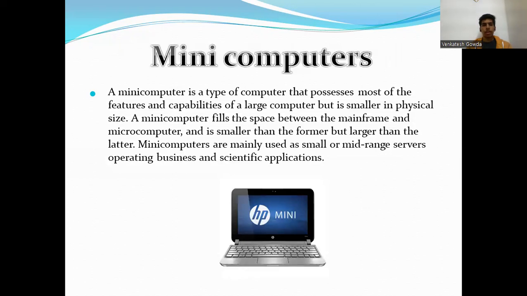Next is the mini computer. A mini computer is a type of computer that possesses most of the features and capabilities of a large computer but is smaller in physical size. A mini computer fills the space between the mainframe and the microcomputer and is smaller than the former but larger than the latter. Mini computers are mainly used as smaller or mid-range servers operating business and scientific applications. So here we can see how a mini computer looks.